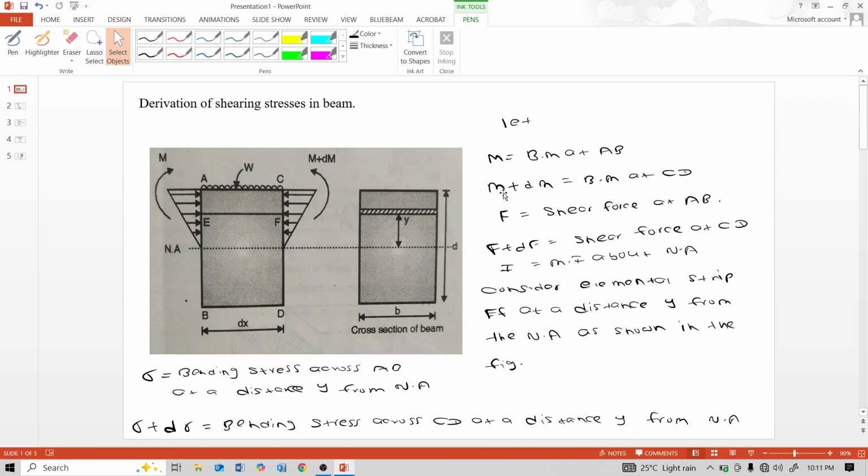M is the bending moment at AB, M plus dM is the bending moment at CD. F is the shear force on AB, F plus dF is the shear force at CD. I is the moment of inertia about the neutral axis. Sigma is the bending stress across AB at a distance y from the neutral axis, and sigma plus del sigma is the bending stress across CD at a distance y from the neutral axis. Now consider elemental strip EF at a distance y from the neutral axis as shown in this figure.